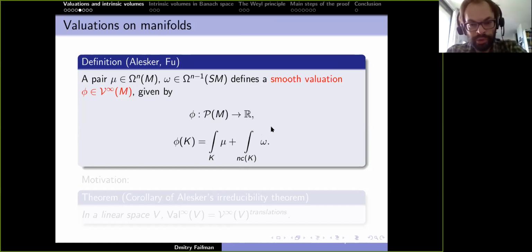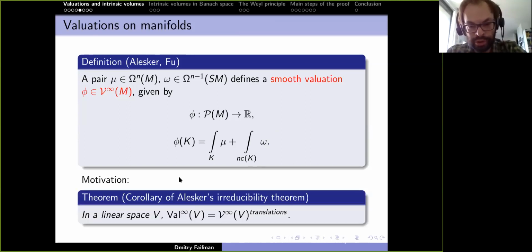The motivation behind this definition is once again a corollary of Alesker's irreducibility theorem, which says that in linear space, you can identify translation invariant smooth valuations, which we just defined, with the smooth translation invariant valuations that we were discussing earlier. So of course, those are functionals on convex sets. At least at first, those are functionals on polyhedra, but they're naturally the same space.